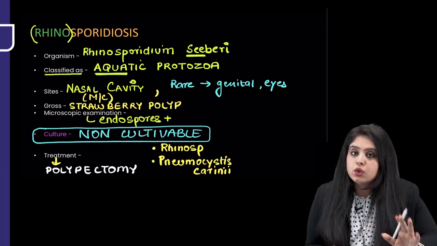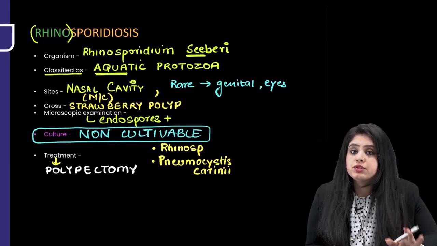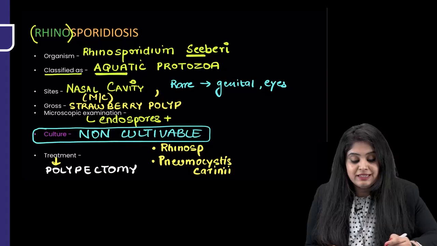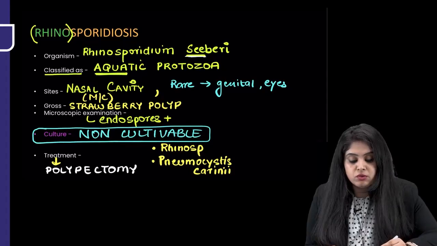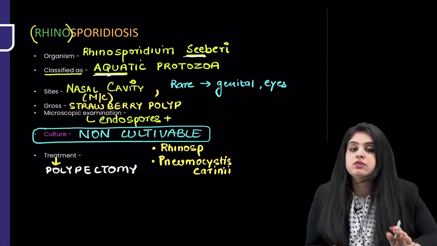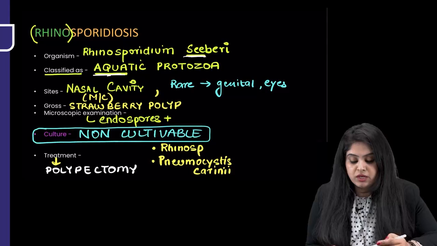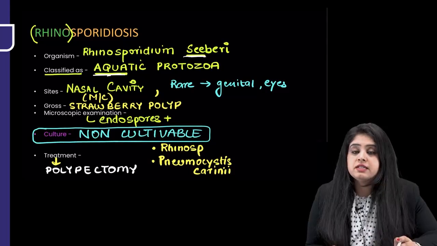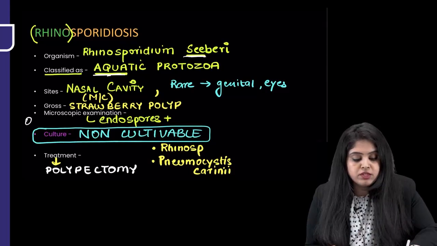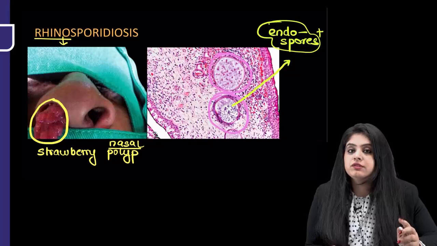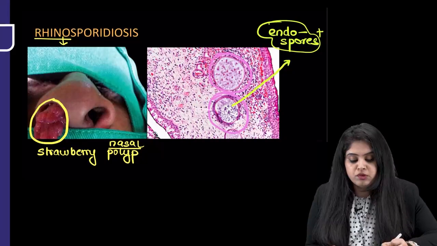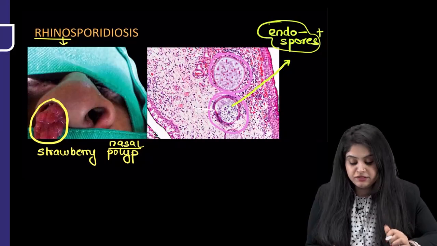Rhino should remind you that nose is the most common. Rhinosporidiosis is Rhinosporidium seeberi. So C should remind you that nowadays they are putting it under something to do with C, that is aquatic protozoa. Cannot be cultivated. Very important PYQ that you have. Apart from that, you can see the strawberry appearance, you can see the spores, sporangiospores, so that is very classical.